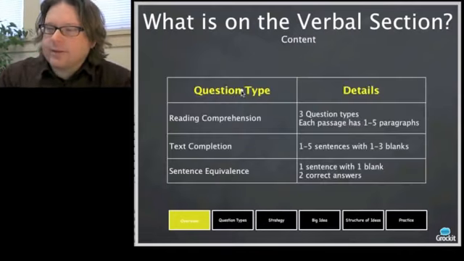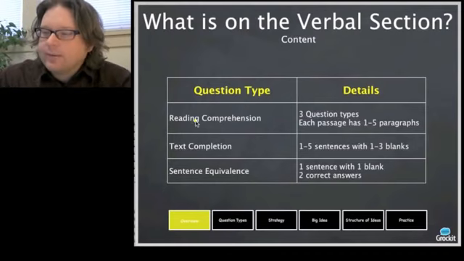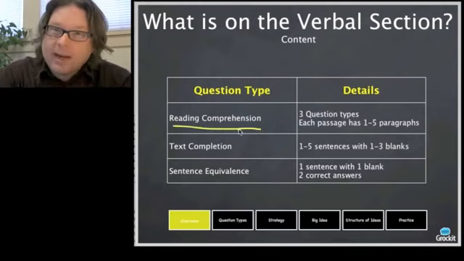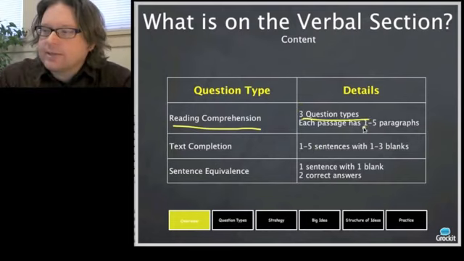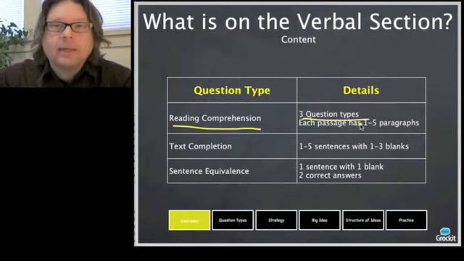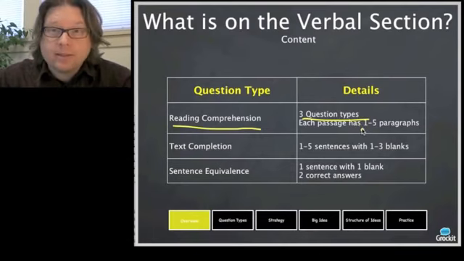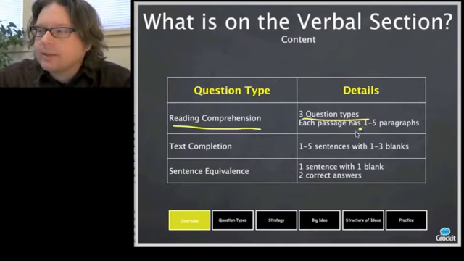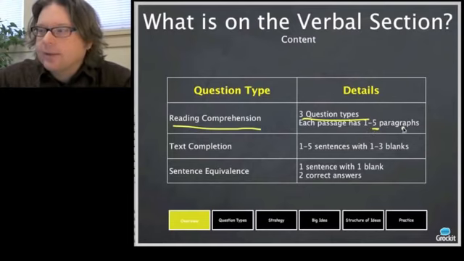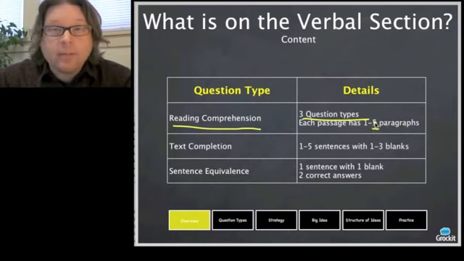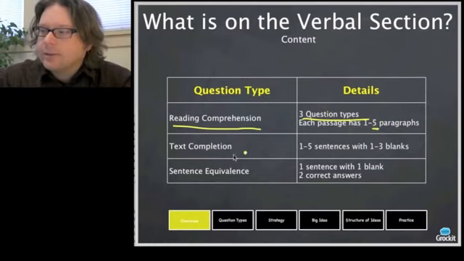Content-wise, these are the 3 major question types. We have the reading comp, which have little passages attached, and there are 3 question types, and each of those passages has between 1 and 5 paragraphs. You will run into some very short reading comprehension passages, as well as a few considerably longer ones. And your strategy, of course, does differ, depending on the questions, the more stuff from the passage that you're going to have to keep in your head.